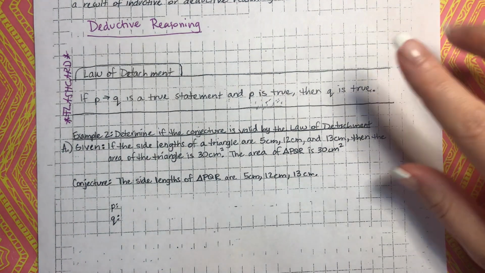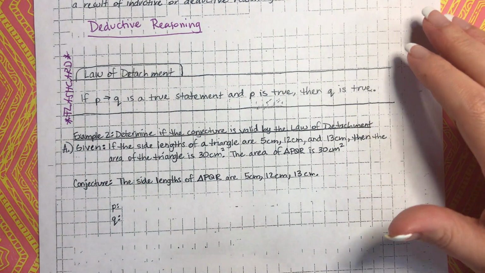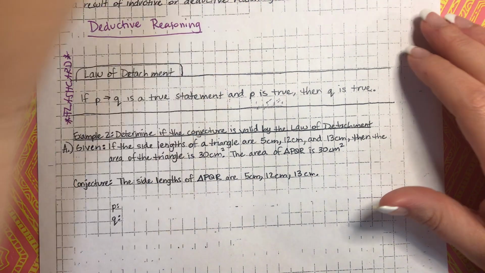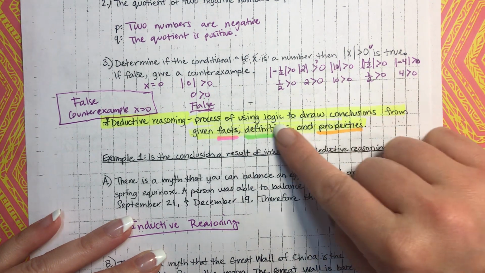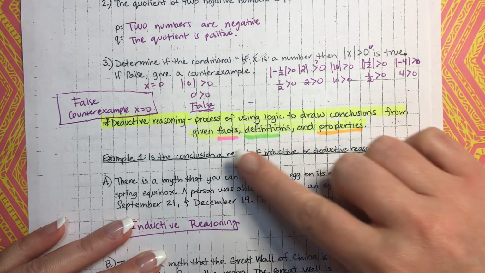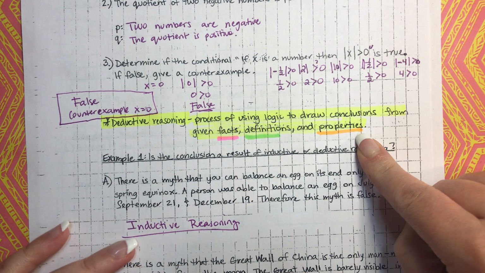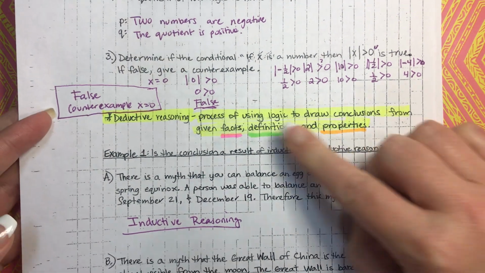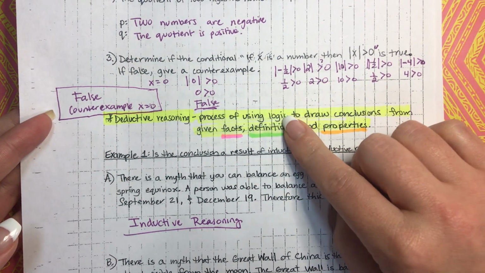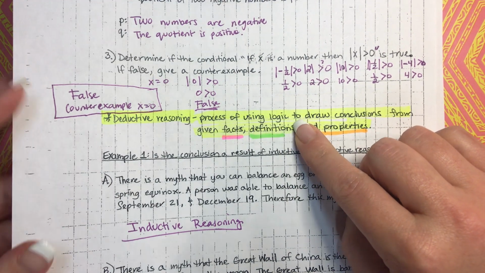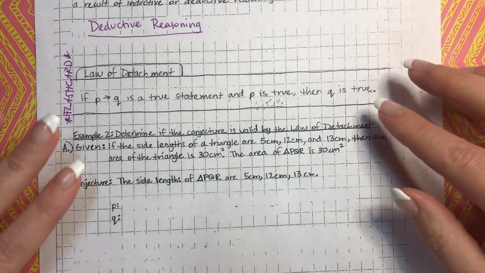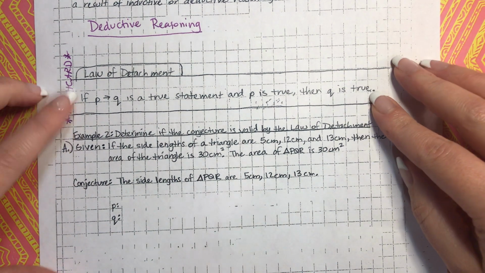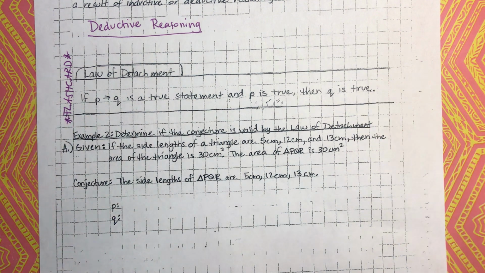Now, before this, this section is about deductive reasoning, and that is the process of using logic to draw conclusions from given facts, definitions, and properties. So this is a type of deductive reasoning, the law of detachment. Okay, and these are the properties, these are the laws, these are the rules, this is the logic we are going to follow in order to state something is true.